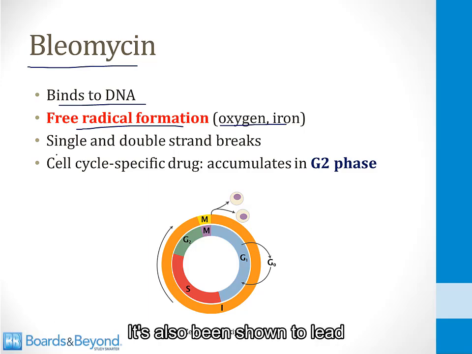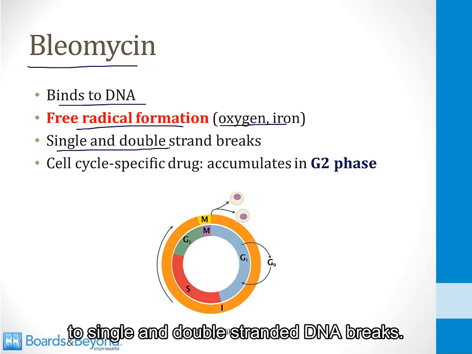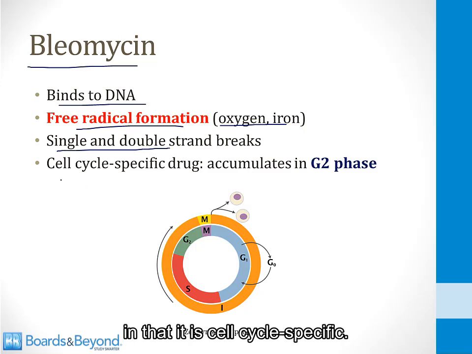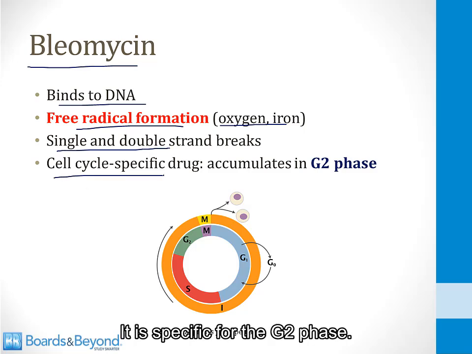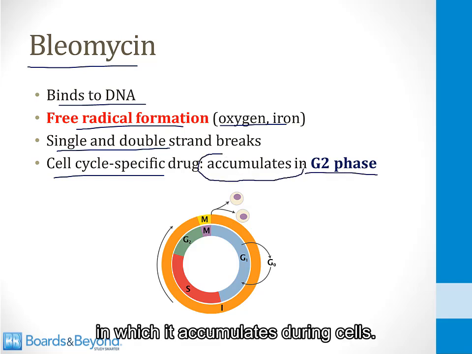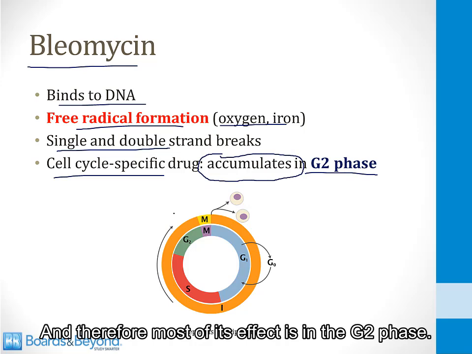It's also been shown to lead to single and double-stranded DNA breaks. This drug is unique among the anti-tumor antibiotics in that it is cell cycle specific. It is specific for the G2 phase, and this is because this is the phase in which it accumulates during cells, and therefore most of its effect is in the G2 phase.